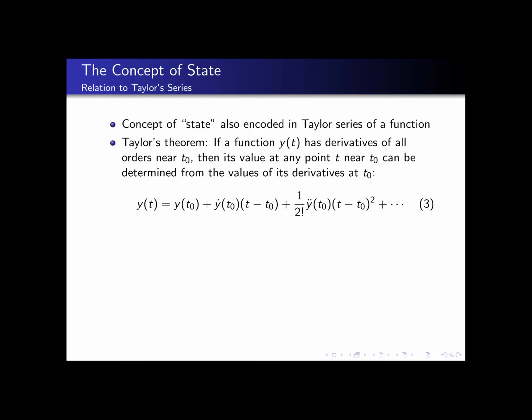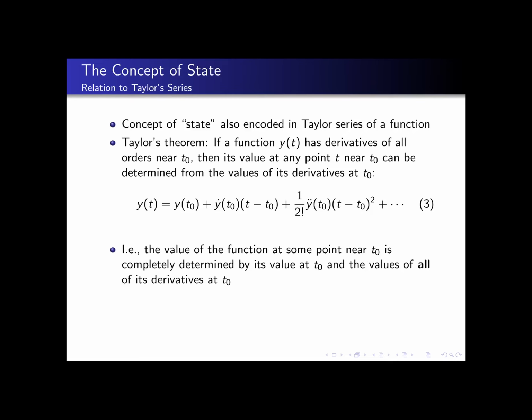Y at any time t is equal to whatever y was at t naught, plus whatever the value of the derivative of y was at t naught times the quantity t minus t naught, plus 1 over 2 factorial y double dot at t naught times the square of the quantity t minus t naught, and so forth. Now this might be an infinite series, or it might drop off to 0 after some point, or get negligibly small. So in other words, the value of the function at any point near t naught is completely determined by its value at t naught and the values of all of its derivatives at t naught.